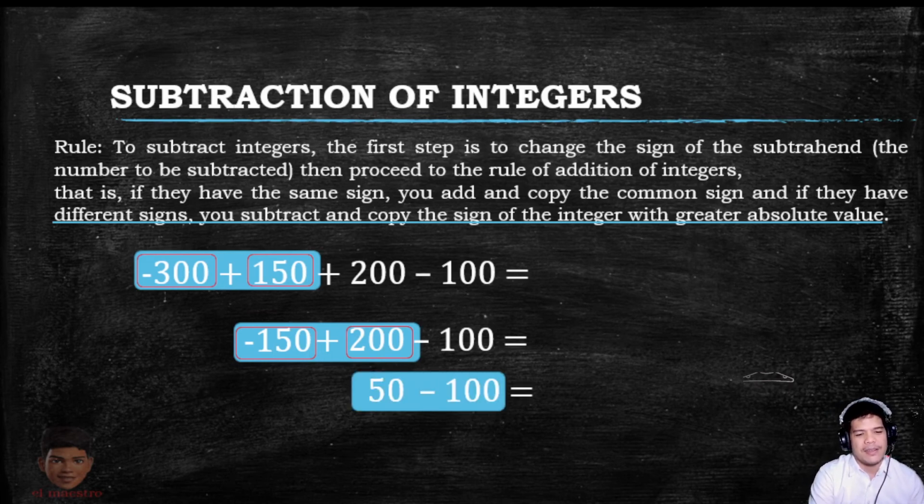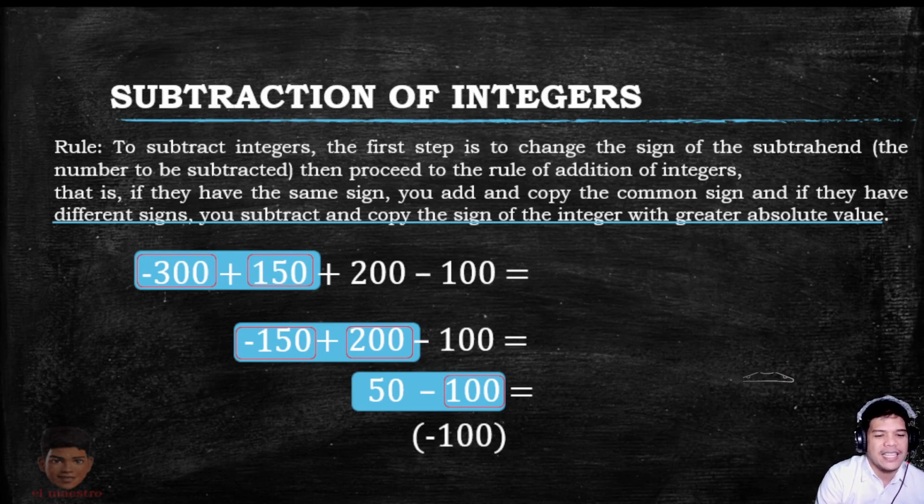Okay. So this one, 50 minus 100. Check the operation. Minus. So in this case, you apply again the rules of subtracting integers. Okay. So how to apply that one? Change the sign of the subtrahend. Diba? Sabi. So anong sign ng subtrahend? Positive, si 100. So you change, naging negative 100 na. Then, proceed to addition from minus, magiging plus. Then copy.